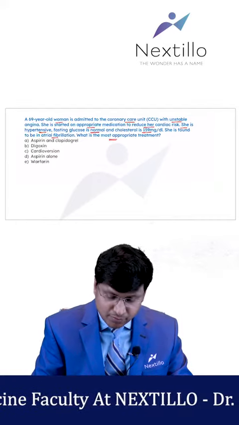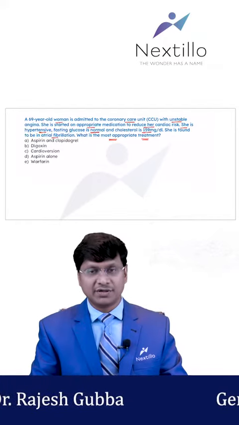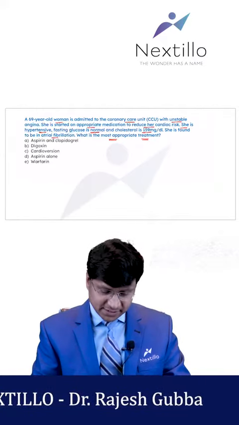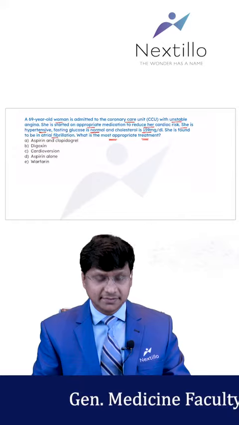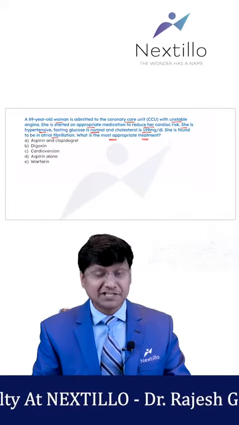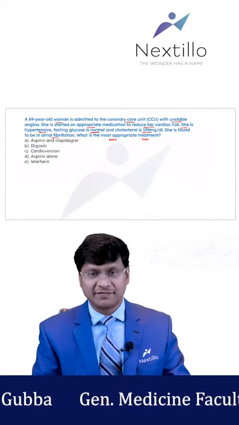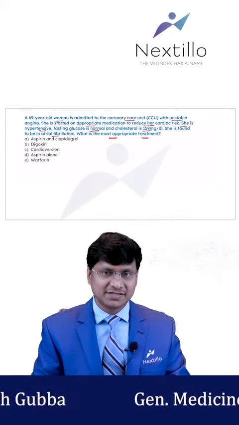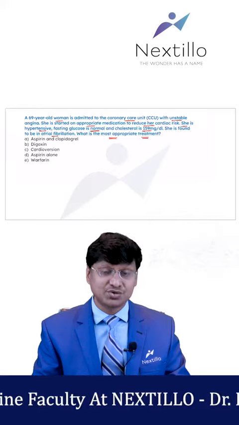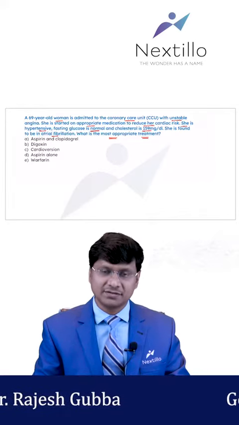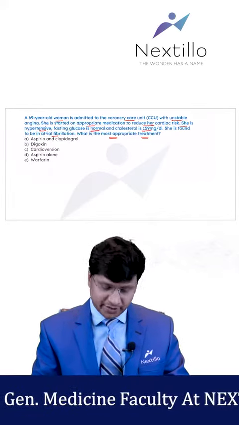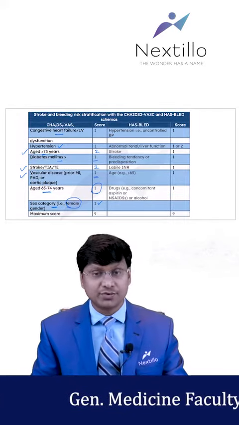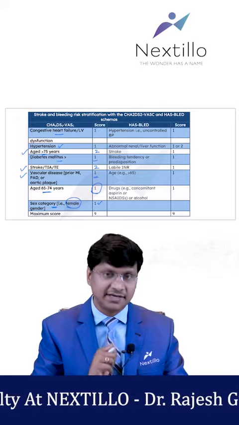What is the most appropriate treatment that you need to give in this patient? The options are aspirin and clopidogrel, digoxin, cardioversion, aspirin alone, then warfarin. So how do we decide the treatment? I have discussed that based on the CHA2DS2-VASc scoring system, we decide whether to give antiplatelets or anticoagulants. This is your CHA2DS2-VASc scoring system. I have discussed this in the theory part also.